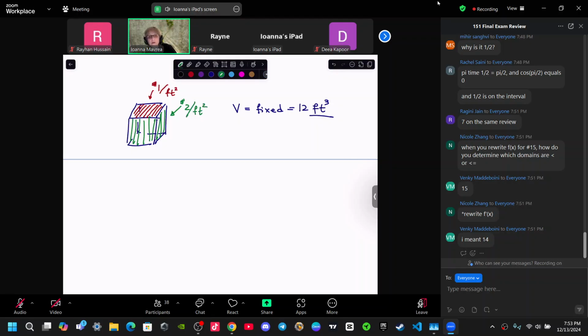What's the bottom? Oh, the bottom is even more expensive. So the bottom is $5 per square foot, right? So they're going to ask you something about the cost. So minimize. Nobody wants to spend too much money doing this. So they say, okay, what kind of box should I have that has the volume I want, 12 cubic feet, but I don't want to spend too much money for it.